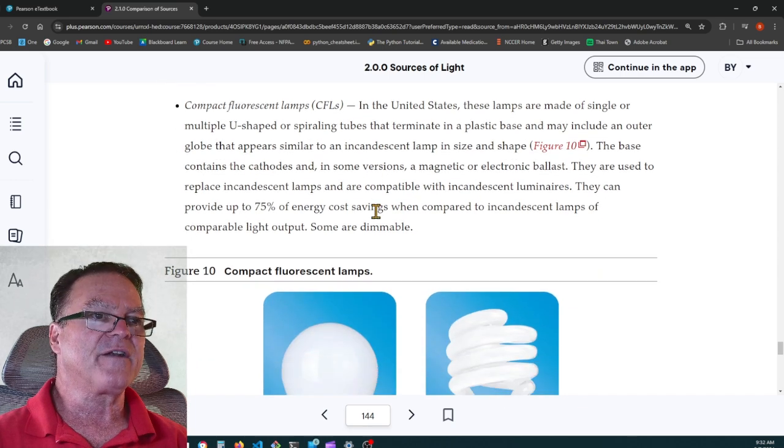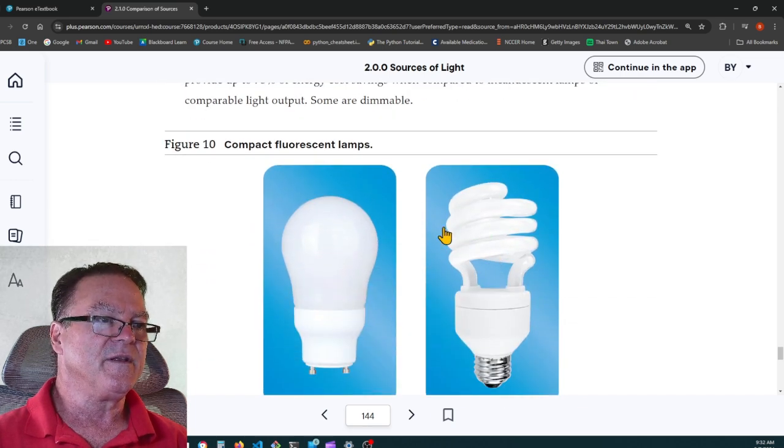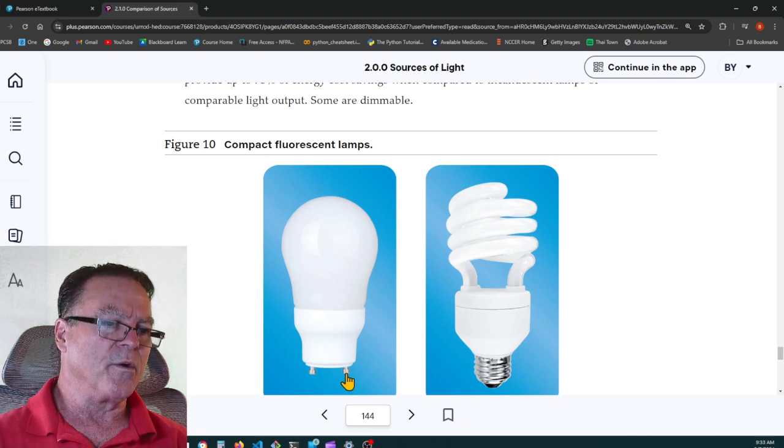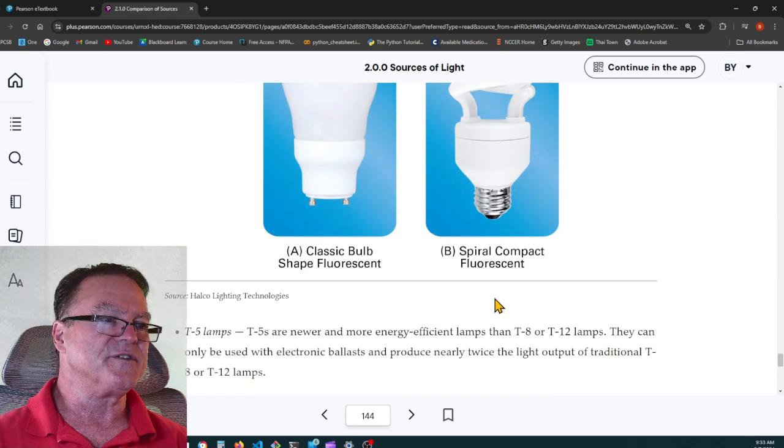Then we have the compact fluorescent lamps. This one is a compact fluorescent lamp, but it's shaped to look more like a standard incandescent. It has 2 pins. You push it in and turn it less than a quarter turn, so you push it in and then lock it in by turning it. This one has an Edison base, so you can use it in regular lighting fixtures.